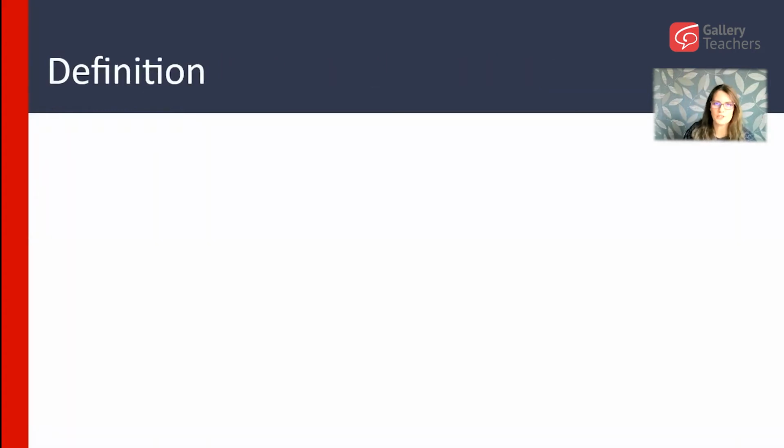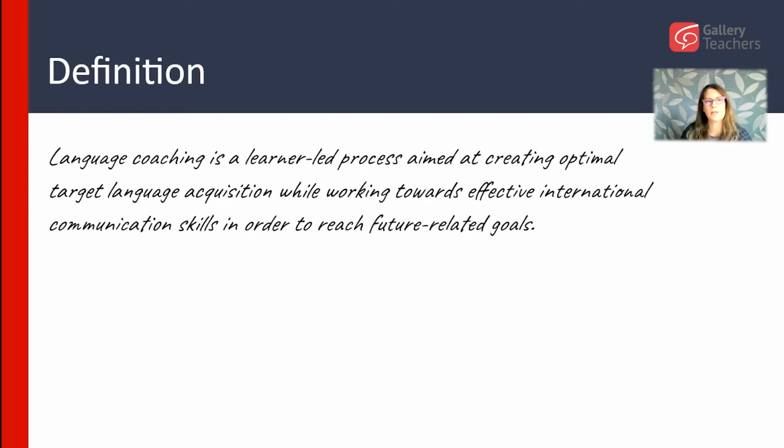I'm going to start with the definition of language coaching, which was assembled over a period of a year with the Language Coaching Association board members. And this is what we came up with. It's got 3 parts, and I'm going to be highlighting afterwards what I find really important in this definition so that we're on the same page, because it's an emerging discipline. It's something which is new, and we need to understand what it actually is. So language coaching is a learner-led process aimed at creating optimal target language acquisition while working towards effective international communication skills in order to reach future-related goals.